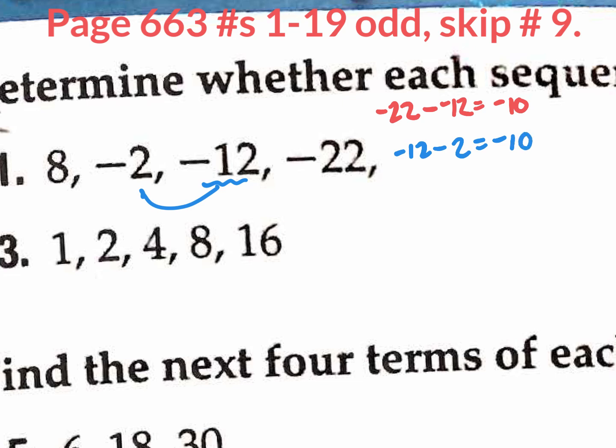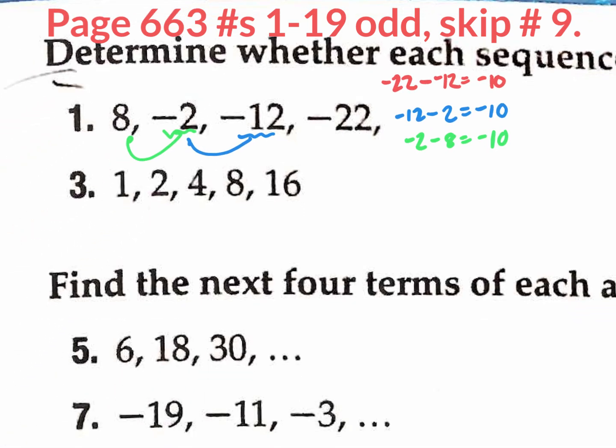How about, what about negative 2 take away 8? Yeah. So what could you say about this sequence? Absolutely arithmetic. Make sense? So you would just say, yes, arithmetic. If somebody were to ask you, why is it arithmetic? Because there's a common difference of negative 10 between all of its terms, okay?